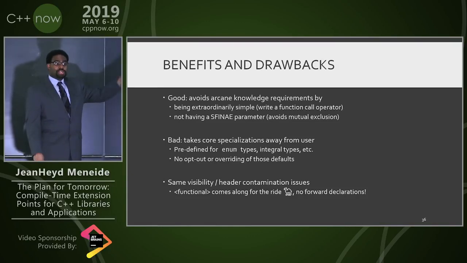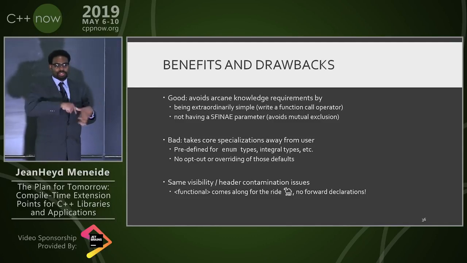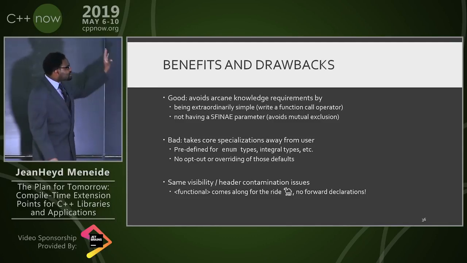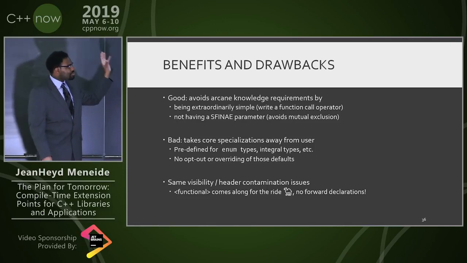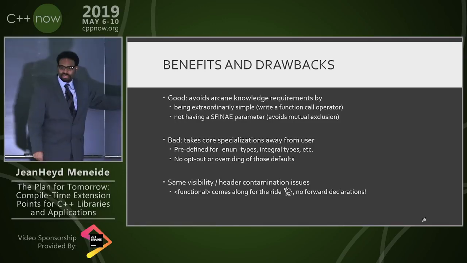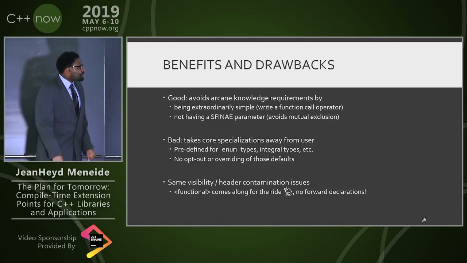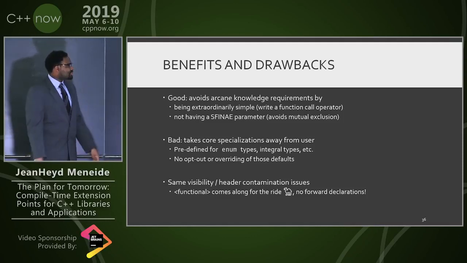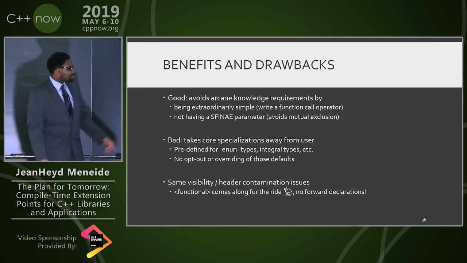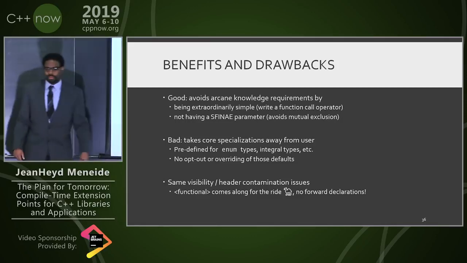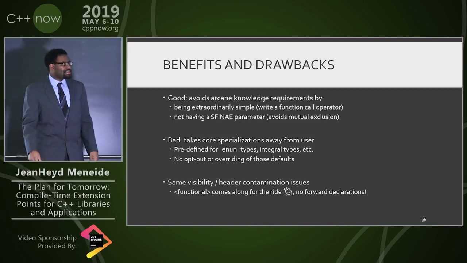Now, you're lucky in that the places where hash is used, it's a trait type, and so you can substitute it out. But as a general principle, using this as the only customization point, having only predefined things for a person, is not a good idea. And of course, there's no way to opt out or override those defaults. And of course, you have the same visibility and header contamination issues. For example, functional is always coming along for the ride, whether you want all of that other stuff to come or not.